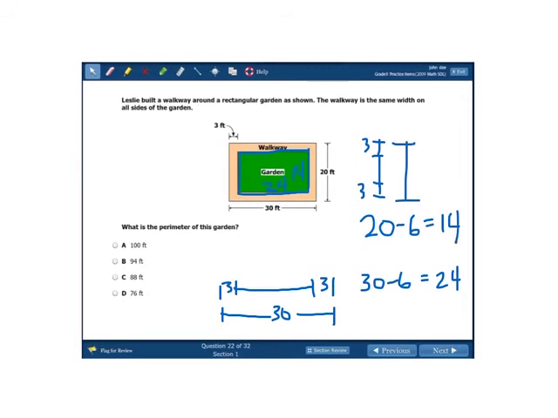Then I just have to think about what perimeter is. Perimeter is 2 of the length, so 2 of the 24s, and 2 of the width, so 2 of the 14s. So 2 times 24, that's 48. 2 times 14, that's 28. 48 and 28, 76. D is the correct answer.